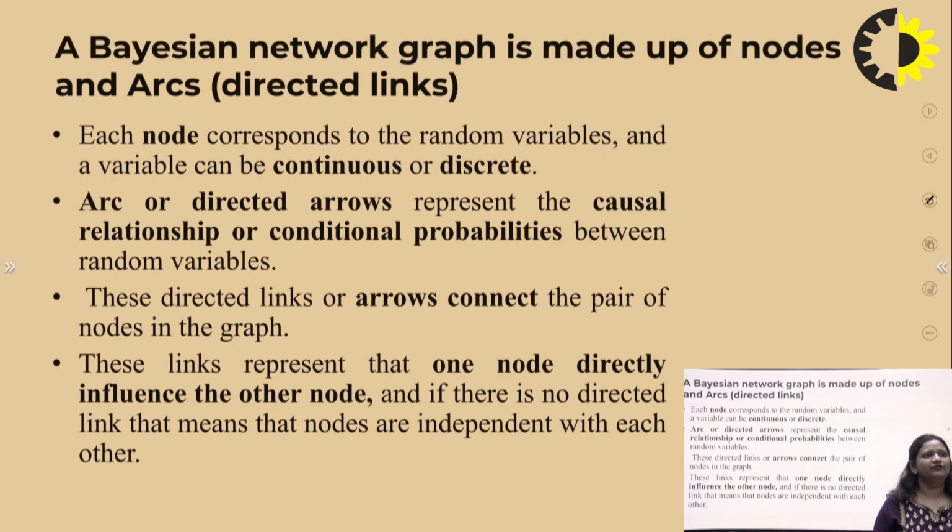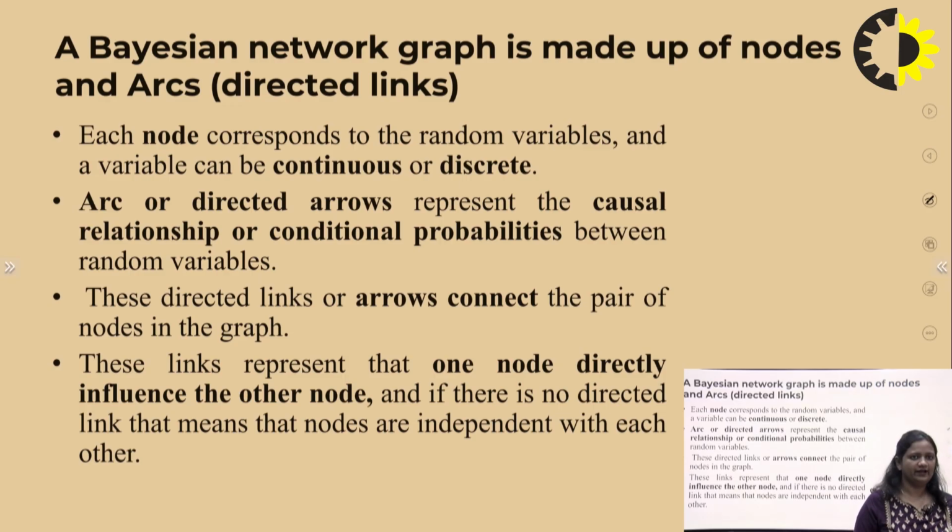So a Bayesian network graph is made up of nodes and arcs. Obviously the graph consists of a number of vertices and edges. Each node corresponds to a random variable. Each node, or we can say vertex, represents a random variable, which can be continuous or discrete in nature.